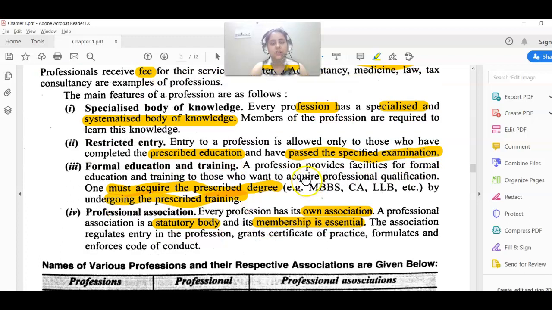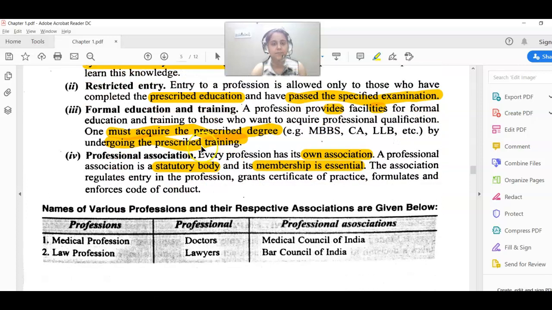Formal education and training. This education and training is already decided by that systematized body of knowledge, that institute. A profession provides facilities for formal education and training to those who want to acquire professional qualification. One must acquire the prescribed degree, MBBS. So if you want to be a professional, you have to be a doctor, you have to get that MBBS, you have to be a CA, LLB, CS, etc., by undergoing the prescribed training which your institute or the systematized body of knowledge says.